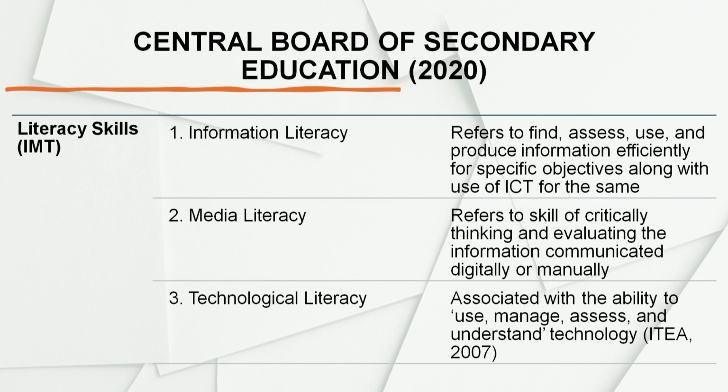The literacy skills which have been clubbed together include 3 types of literacy basically. Informational literacy: what information is good, how much should be retained, how much should be omitted, that is very important. So information literacy refers to finding, using, and producing information efficiently with a specific objective, along with use of ICT for the same.